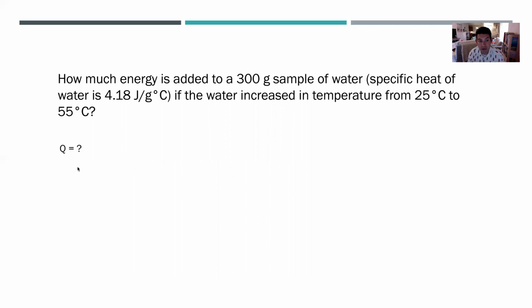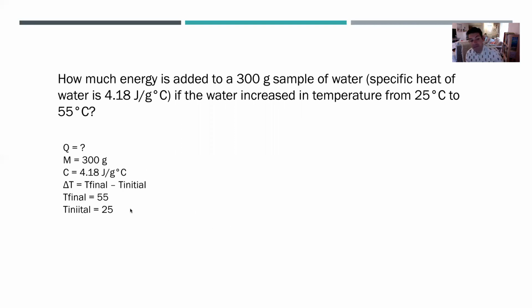All right, so Q is what we're solving for. How much energy? We don't know. Q is our question there. So the mass from the question is 300 grams. The specific heat of water is listed, 4.18 joules per gram degrees Celsius. Now the delta T is the final temperature minus the initial temperature. It increased in temperature from 25 degrees to 55. So the final is the 55, the initial is the 25. We take the difference, that's 30 degrees Celsius.